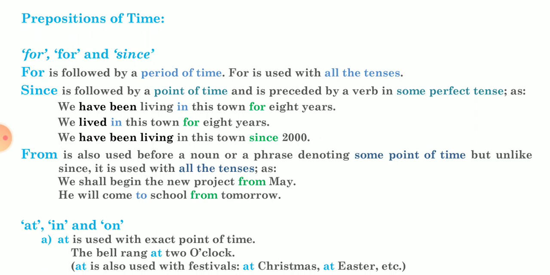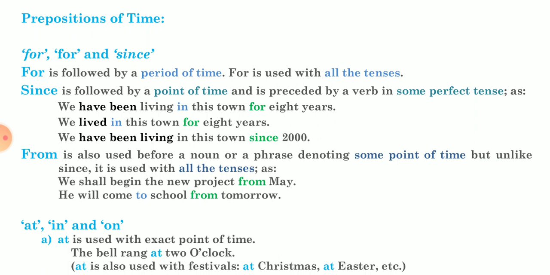Now, from is also used before a noun or a phrase denoting some point of time, but unlike since. It is used with all the tenses. For example, we shall begin the new project from May. From May is showing future here. He will come to school from tomorrow. Tomorrow is also showing future time. By the way, it can be used in all tenses.